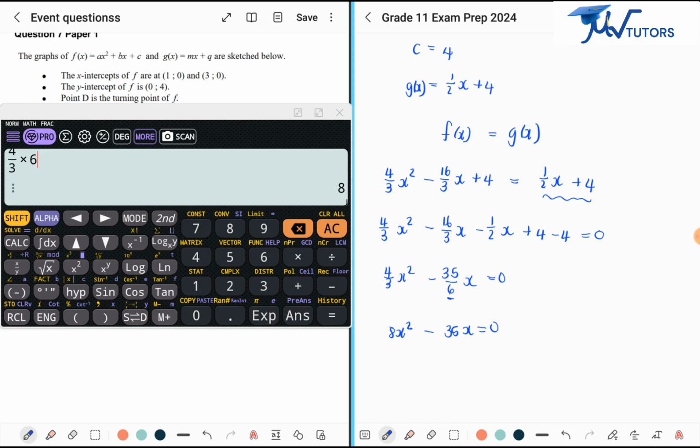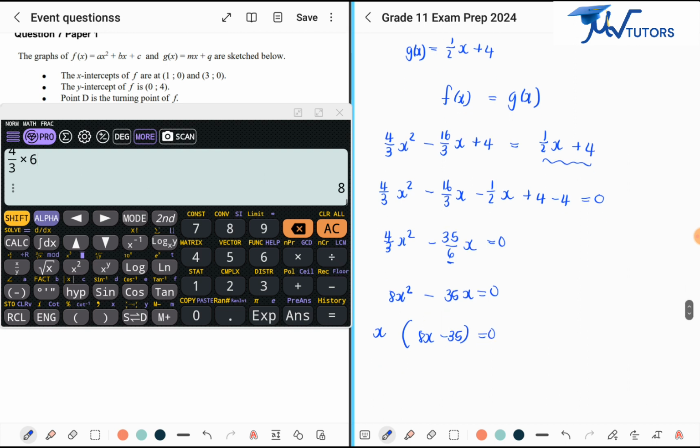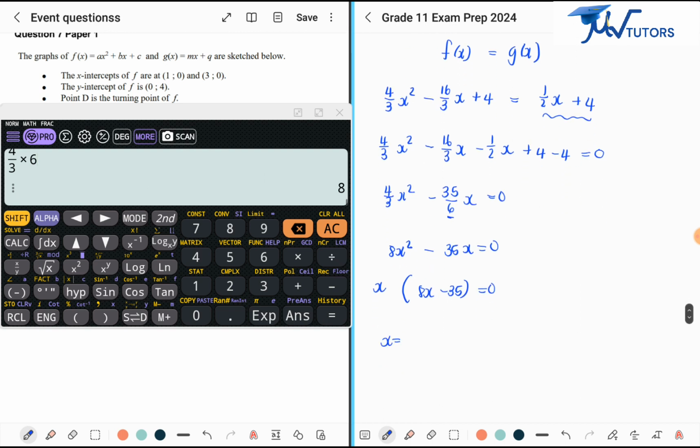Is there a common factor between 8 and 35? I don't think so, but I'm just going to take out x as a common factor. And then I'm going to be left with 8x minus 35 is equal to 0. So therefore I have x is equal to 0 as one option, or I'm going to have 8x minus 35 is equal to 0. Therefore x would be 35 over 8. Okay.